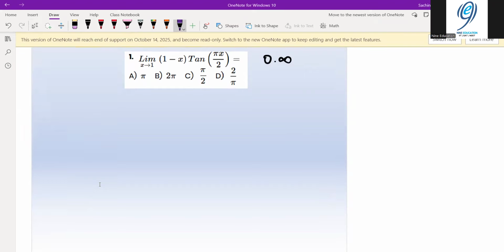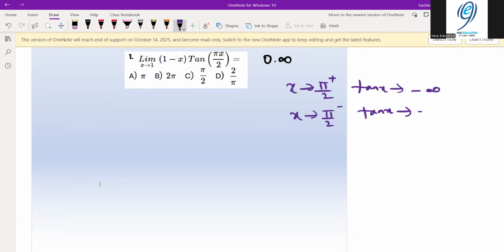That's because as x tends to pi by 2, remember tan x does not have a limit, but at pi by 2 plus, tan x tends to minus infinity, whereas while x tends to pi by 2 minus, tan x tends to plus infinity, which means that as x approaches 1, this term tan of pi x by 2 will approach either plus infinity or minus infinity. So that is why this is in the form 0 times infinity.